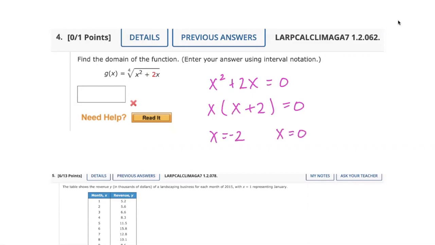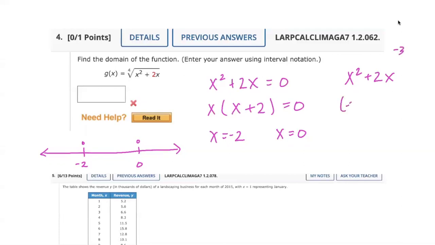So what I do is I would create a number line. And on my number line, I'm going to put -2 and I'm going to put 0. And that's the two places where it's equal to 0. So I need to determine in those 3 intervals if that function would be positive or negative. So what I'm going to do is I'm going to look at x squared plus 2x, and I'm going to plug in a number that's smaller than -2. So let's plug in -3.